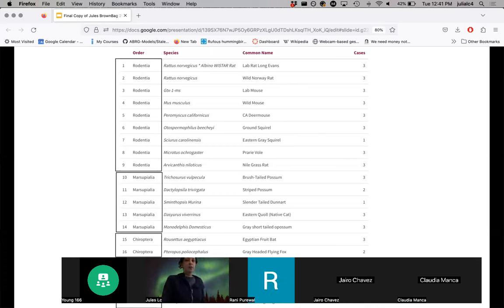And we try to do 3 cases per species. This is still very low statistical power, but it's at least something. And you'll notice that for some of the more rare species, like the slender-tailed dunnart, we only have 1 sample. But we are focusing on breadth of species versus depth of 1 species.